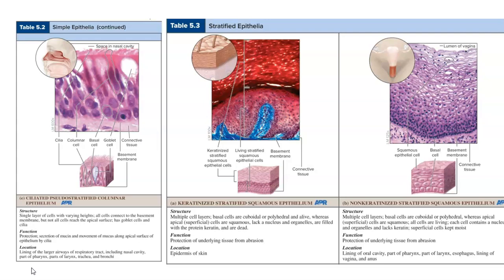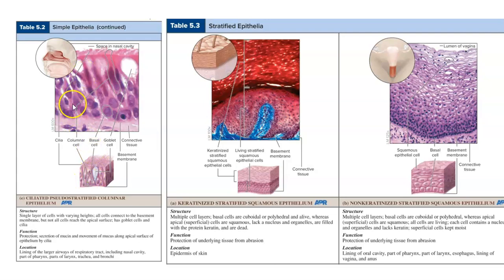All right, let's continue with our epithelial. So ciliated, pseudostratified, columnar, epithelial. Boy, that's a mouthful, huh? Let's take it one word at a time. Ciliated. That tells us it has cilia. Pseudostratified, false layers. Columnar, long, slender cells.